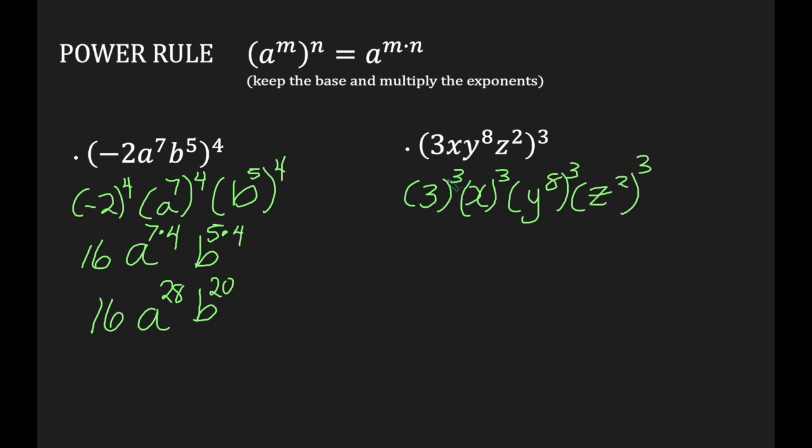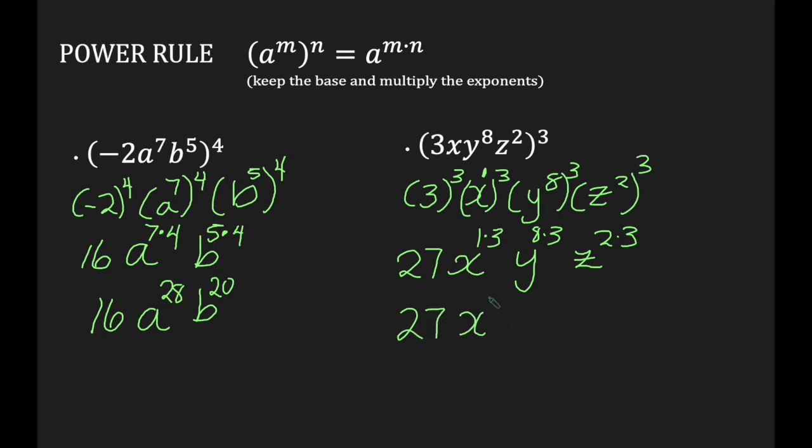Now 3 to the 3rd power will give me 27. Now remember, when you have a variable all by itself, there's an exponent, there's an invisible 1. So this x would be 1 times 3, the y 8 times 3, and our z 2 times 3. So our answer: 27, x to the 3rd, y to the 24, and z to the 6th power.